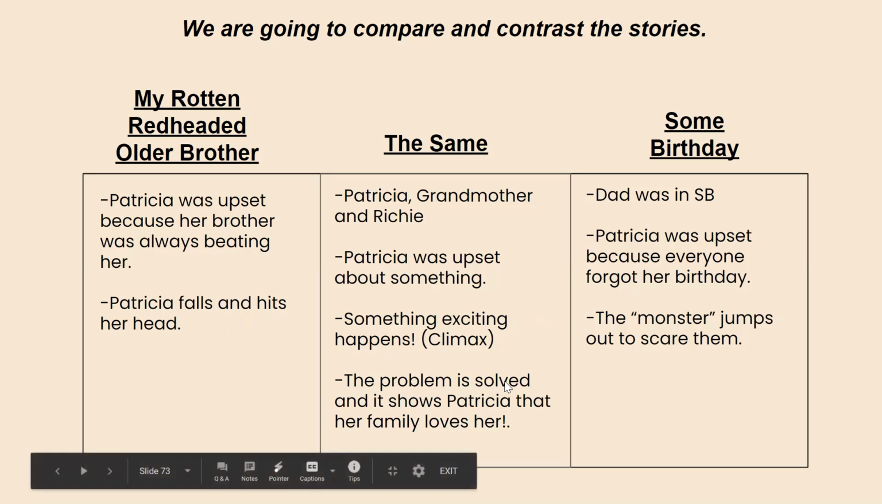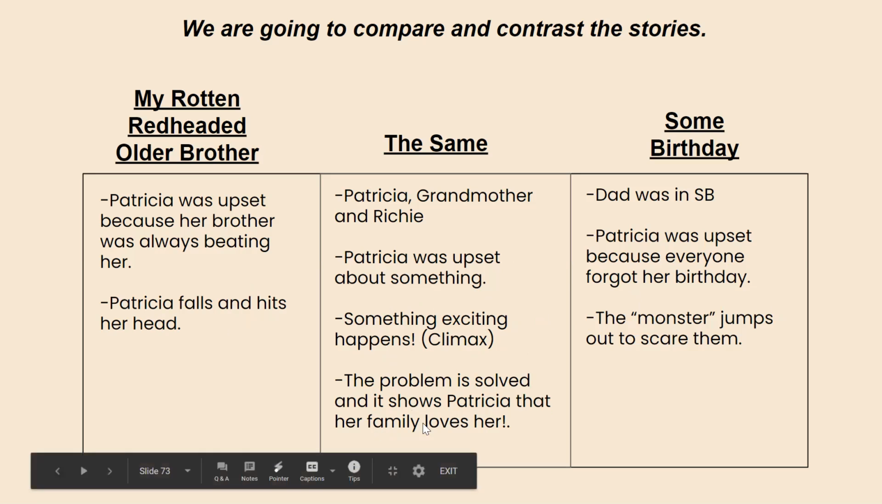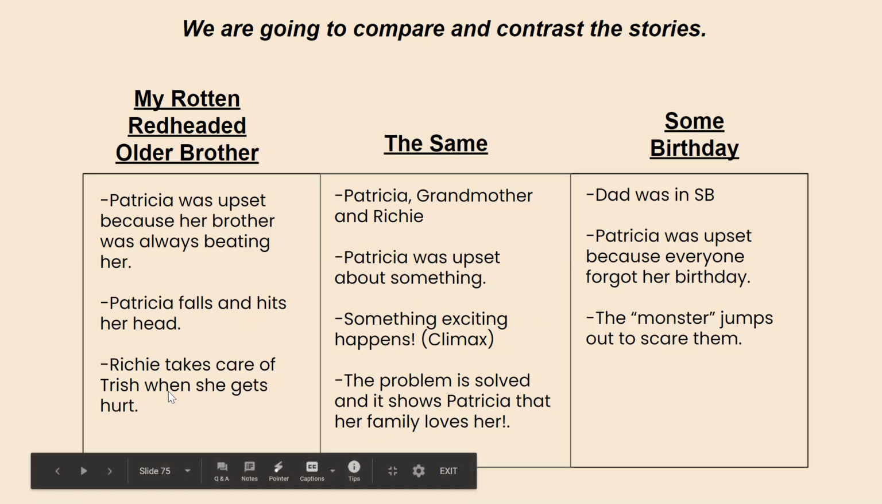Now, I know the problem in both books is solved, and it shows Patricia that her family really loves her. That's what she learns. But the solution is different in both of the books. In My Rotten Redheaded Older Brother, Richie takes care of her, and that shows her that her family loves her. In Some Birthday, everyone surprises her with a birthday celebration back at the house, and that shows us that her family loves her. So do you see how in the middle we've got all the things that are the same?